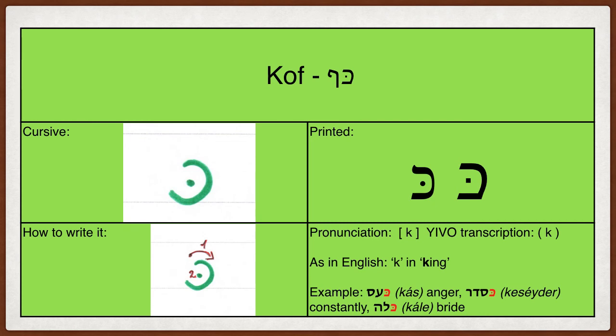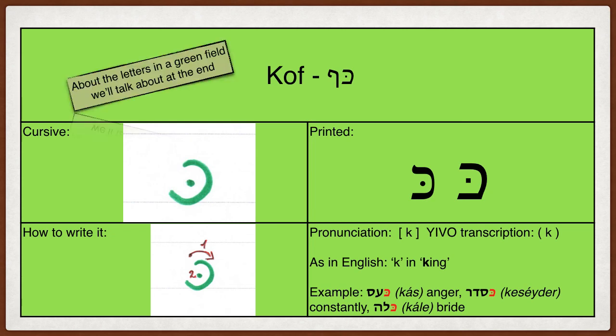Next, we have a Khaf here. The pronunciation is k, just like in the English word king. And a few examples. Kas, meaning anger. Keseder, meaning constantly. Kale, meaning bride. And as you can see, it is in a green field, therefore we are going to talk about this letter at the very, very end of the 3rd video.